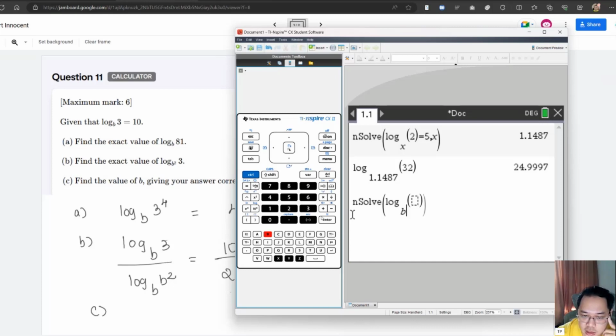Again, choose the letter b here, and then the value inside is 3, and then the next one we need to hit the equal button here, equal 10. Okay, this is our equation. The next step, hit a comma here, and then define the variable b.